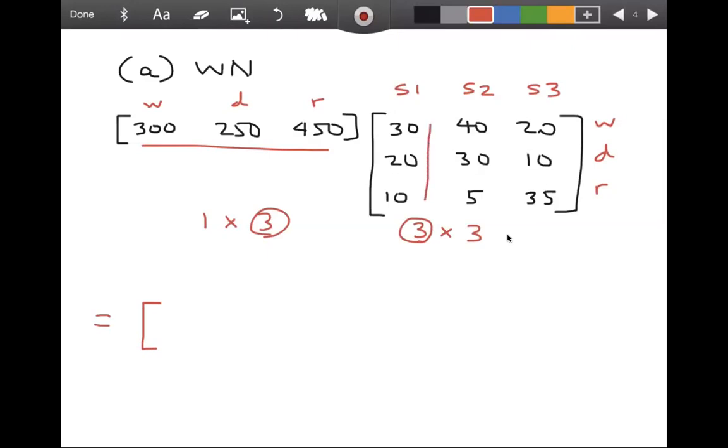So 300 times 30 plus 250 times 20 plus 450 times 10. 300 times 30 is 9,000. 250 times 20 is 5,000, which is 14,000 plus 4,500 comes out to 18,500.